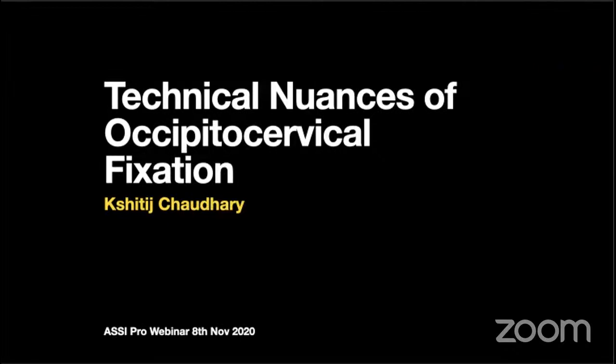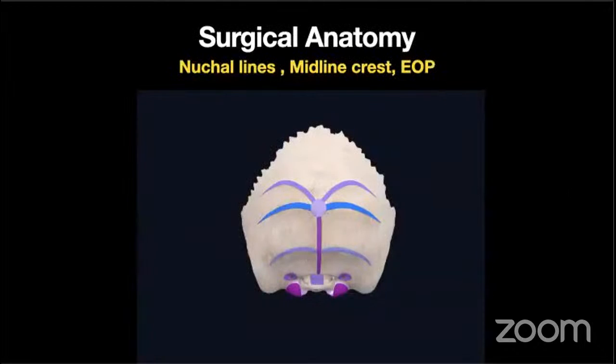Thank you very much for the invite. So my job is to show you the technical nuances of occipito-cervical fixation. So we'll go over some surgical anatomy first. The occipital bone has 3 nuchal lines. Supreme, which is not really in the exposure, but the main ones are the superior and the inferior nuchal line. The external occipital protuberance is the most prominent part of the bone that you can feel where the supreme and the superior lines converge, and running down from it is the midline keel.